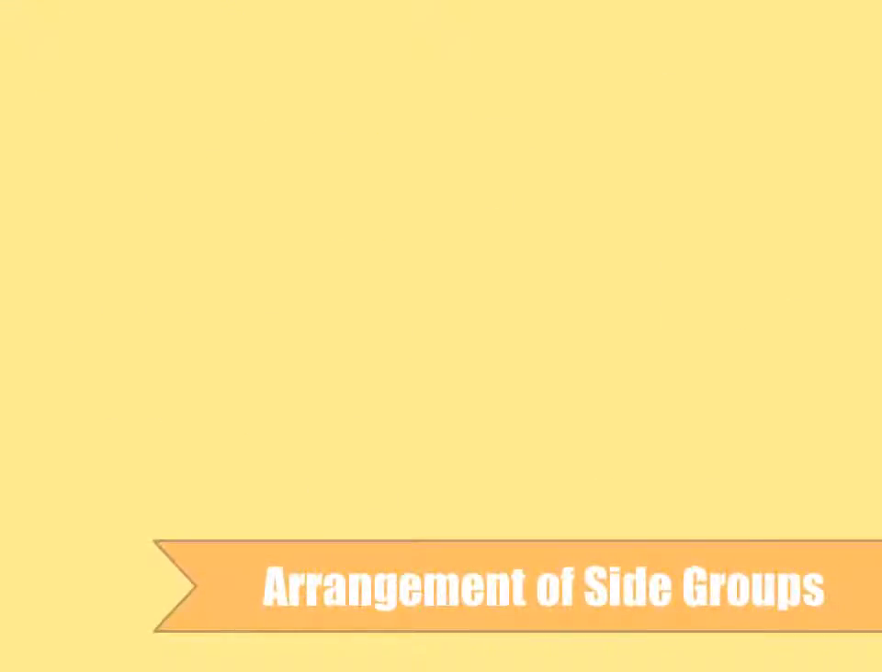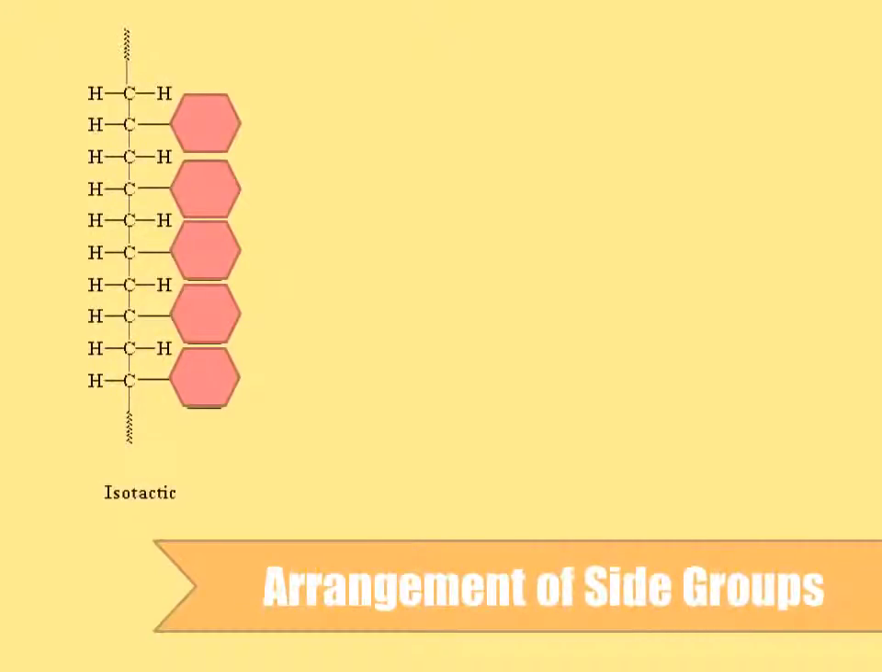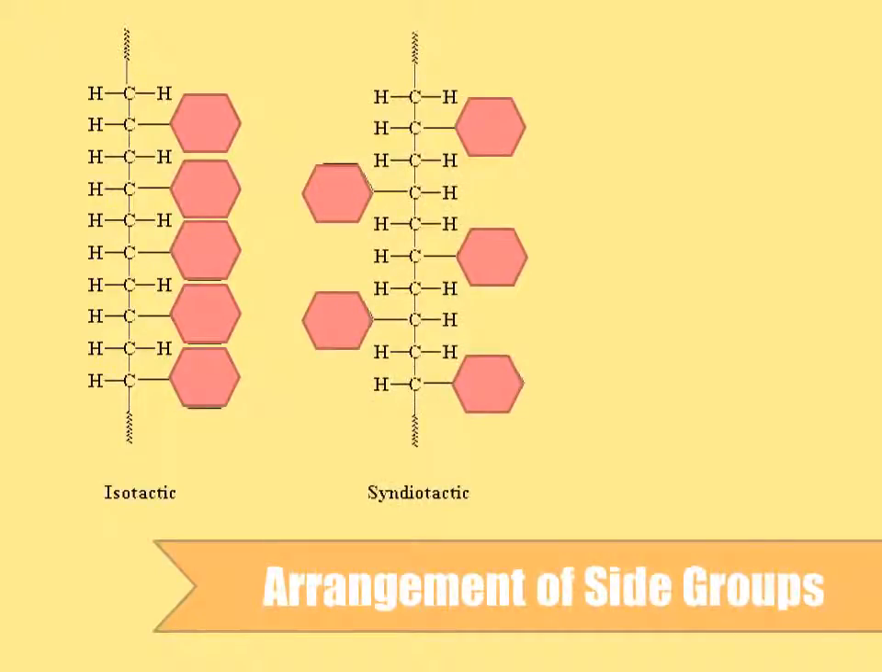The arrangement of side groups is called tacticity, and there are three main ways that it can be arranged. The first way is when all the side groups are on one side, which is called an isotactic polymer. These are the most stable, as the arrangement allows for stronger dispersion forces to occur, since the side group patterns are the same.